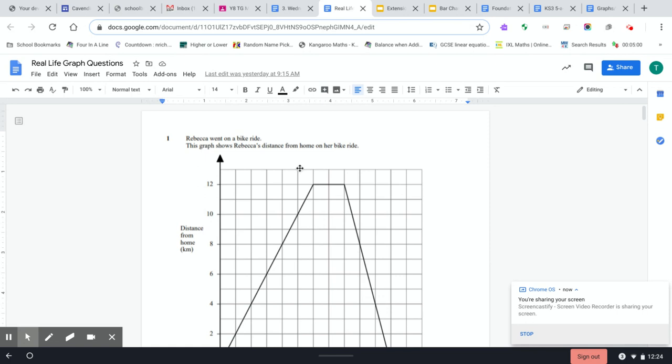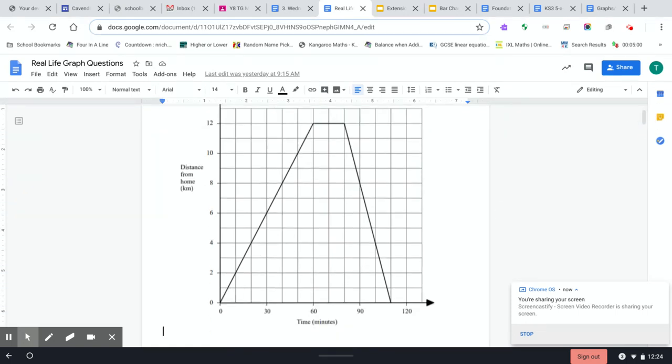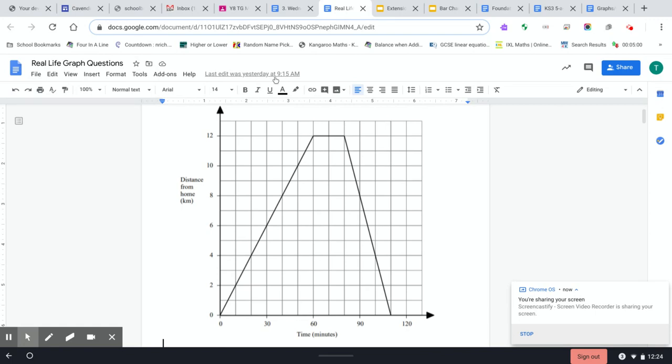Okay, so the first one says, Rebecca went on a bike ride. This graph shows Rebecca's distance from home on her bike ride. Okay, so I'll scroll down. So on the vertical axis on the left, it's the distance from home. So here would be home, and then that would be going away from home. And this is the time. When she started was 0 minutes, and then she came back here.